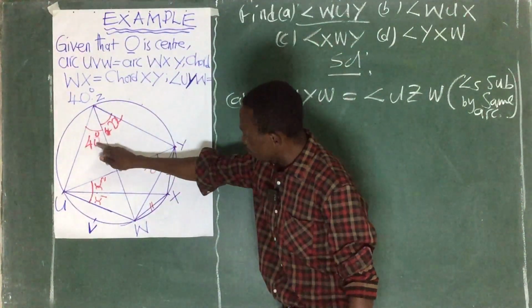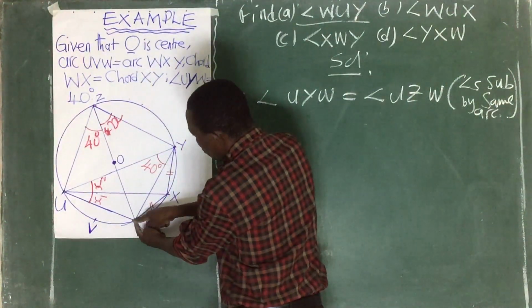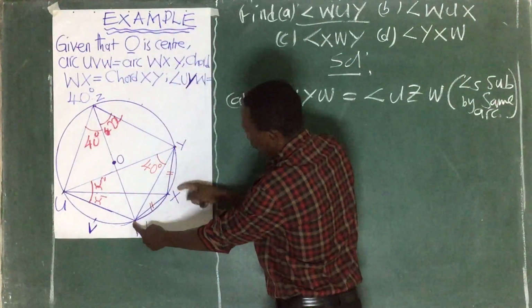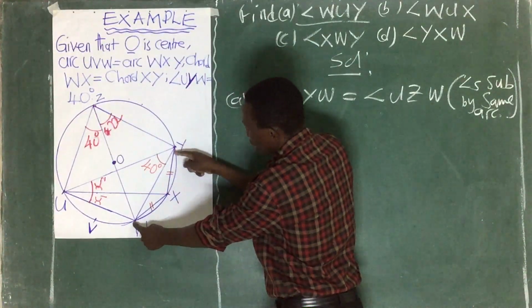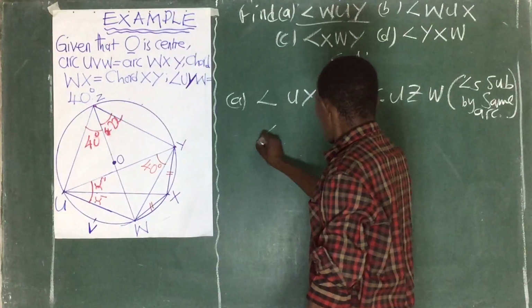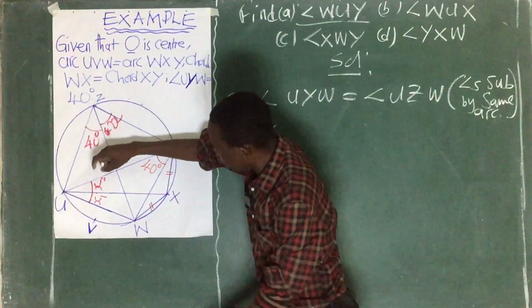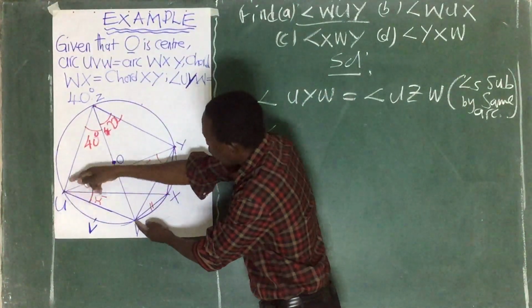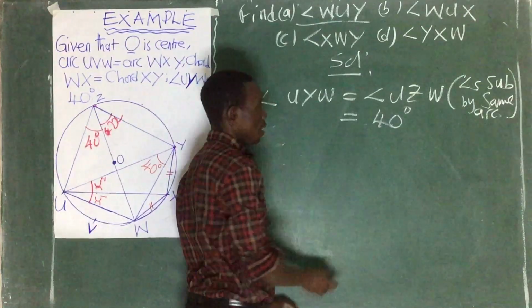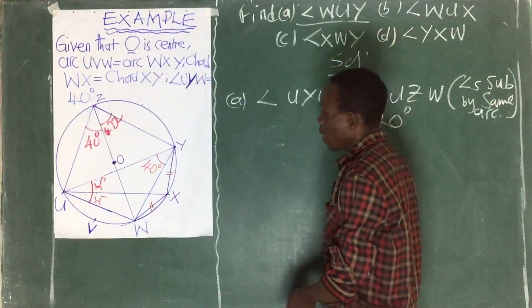Once you have indicated that this one is equal to this one, you also have to state that angle WUY, this one here, which is subtended by what? This arc, WXY, is equal to angle WZY. So you write here this way. As much as you have written the statement here, first to say that angle UYW is equal to angle UZW, here, definitely, you have to indicate the value there as what? 40 degrees.